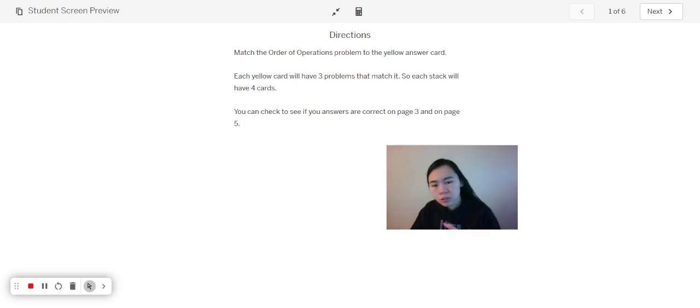Okay, so it says to match the order of operation problem to the yellow answer card, and each yellow card will have 3 problems that match it. So each stack will have 4 cards, and then the following slide will check your answers so you can see if your stacks are correct.